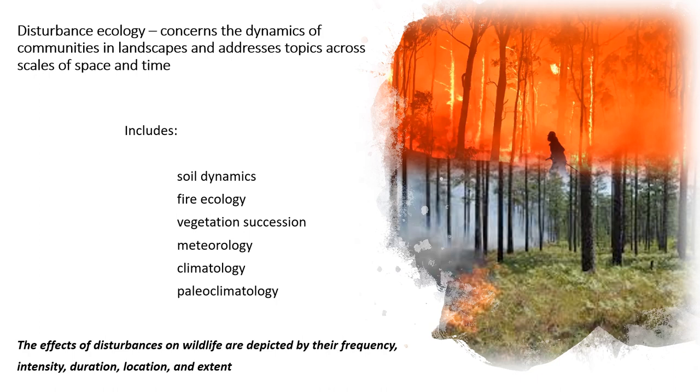So largely what we need to understand, and what we're going to talk about a lot in this course, are different types of disturbances, but also key aspects of those disturbances that affect wildlife. So if you look in the bottom here, the effects of disturbances, so let's take fire for example, is depicted by the frequency, intensity, duration, location, and extent of the disturbance. So what are we talking about?